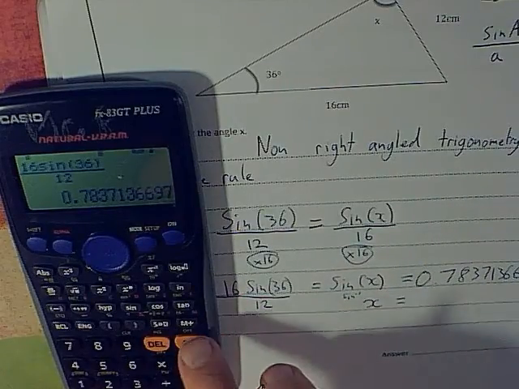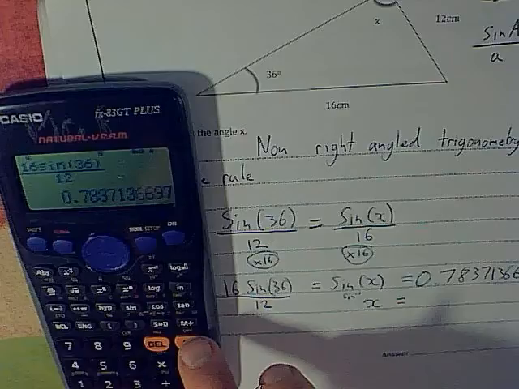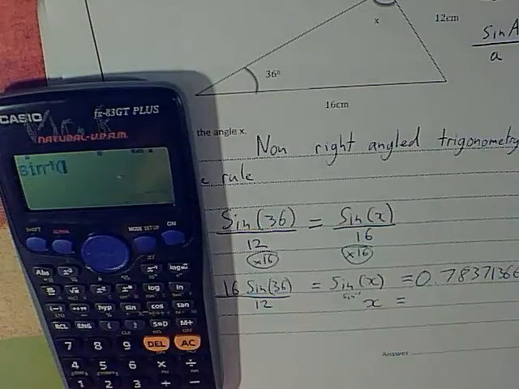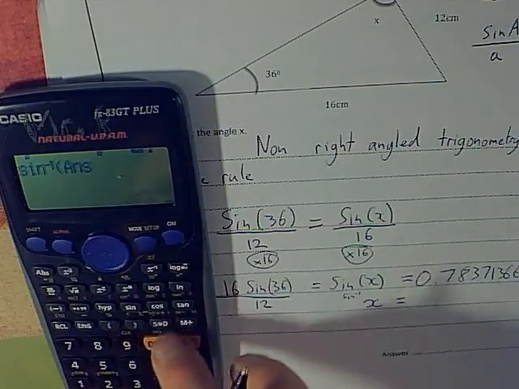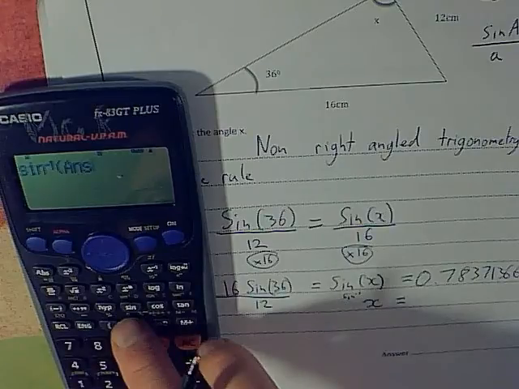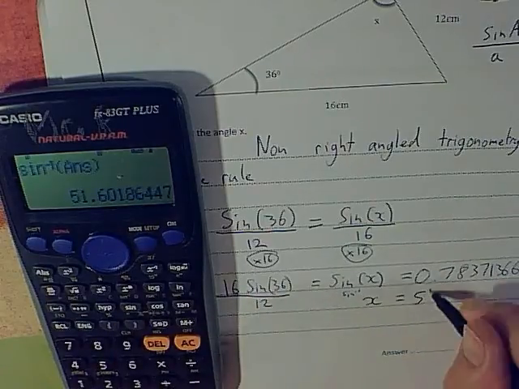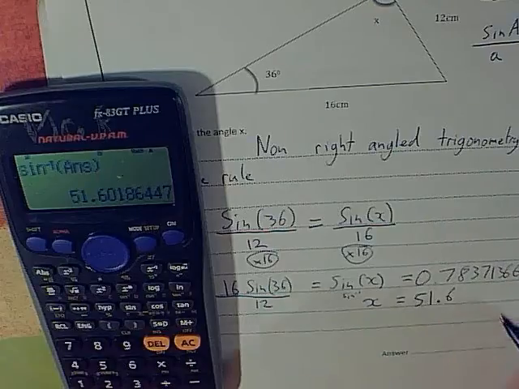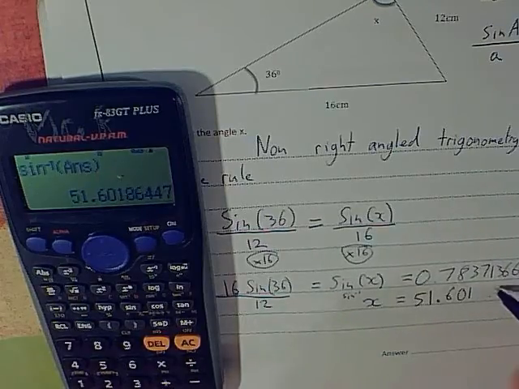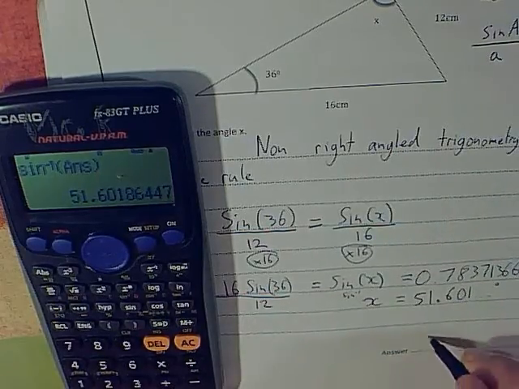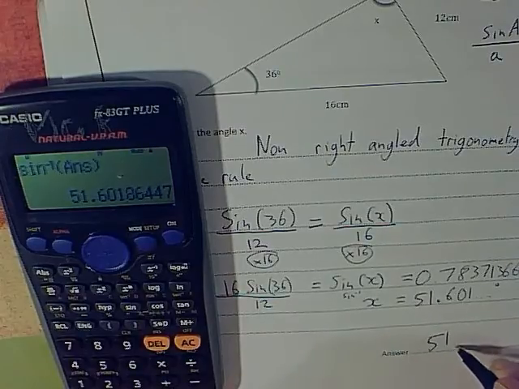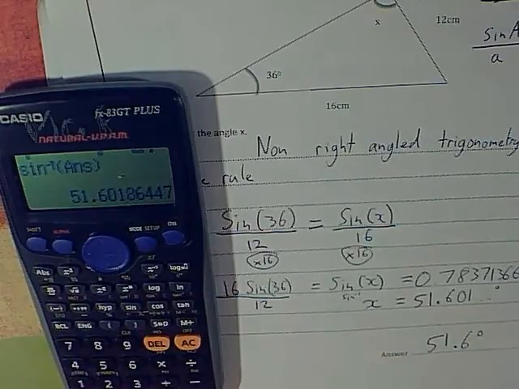So sine minus 1 of my answer that I just had equals 51.601 degrees. So I'm going to call that 51.6 degrees.